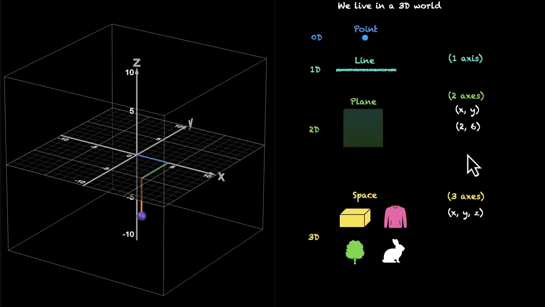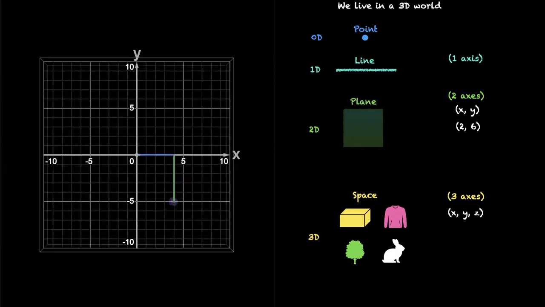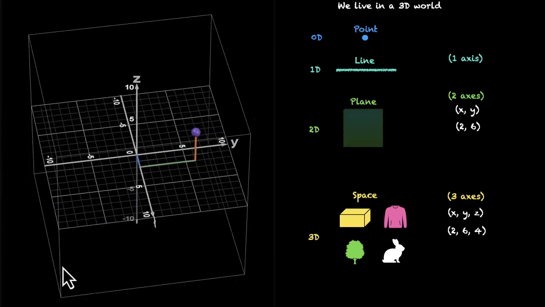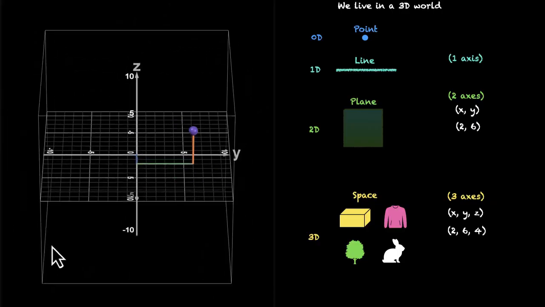For example, if we have (2, 6), let's mark (2, 6). We move 2 units along the x-axis and 6 units along the y-axis. So this is (2, 6). But if we have (2, 6, 4), this means we've moved along the x-axis, y-axis, and z-axis. So (2, 6, 4) is above this plane. This is where (2, 6, 4) lies. So this point is in 3D space. This is (2, 6, 4).